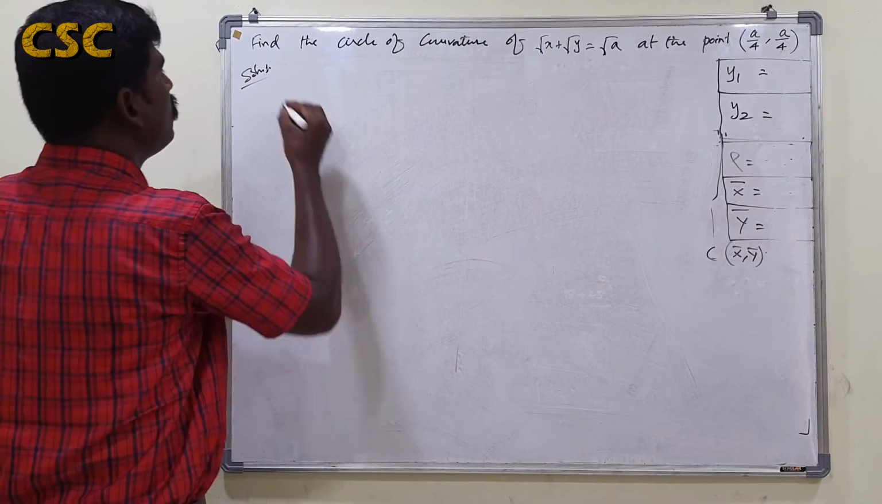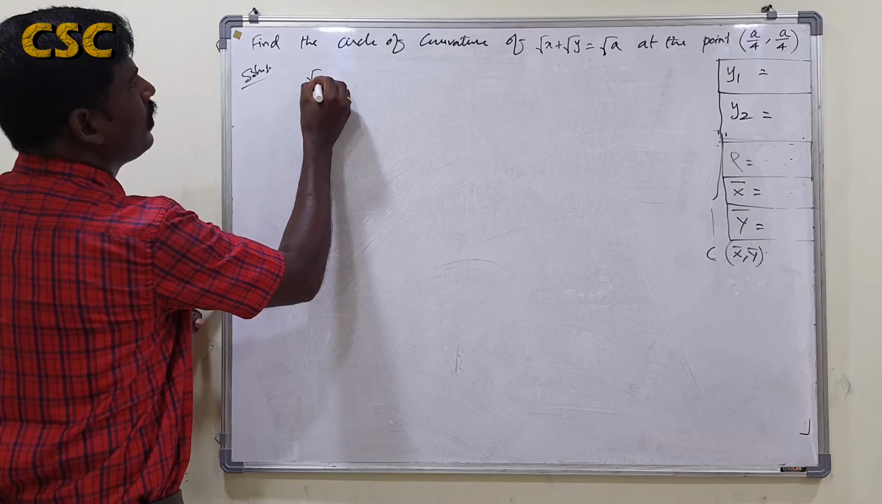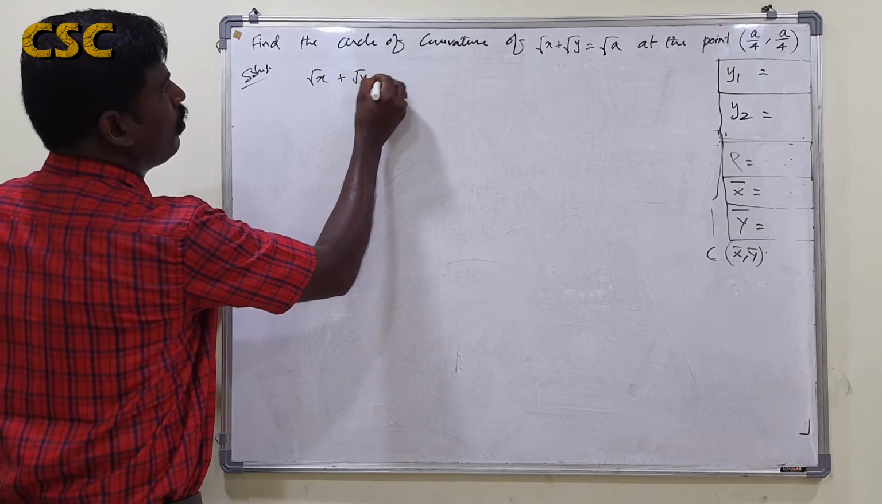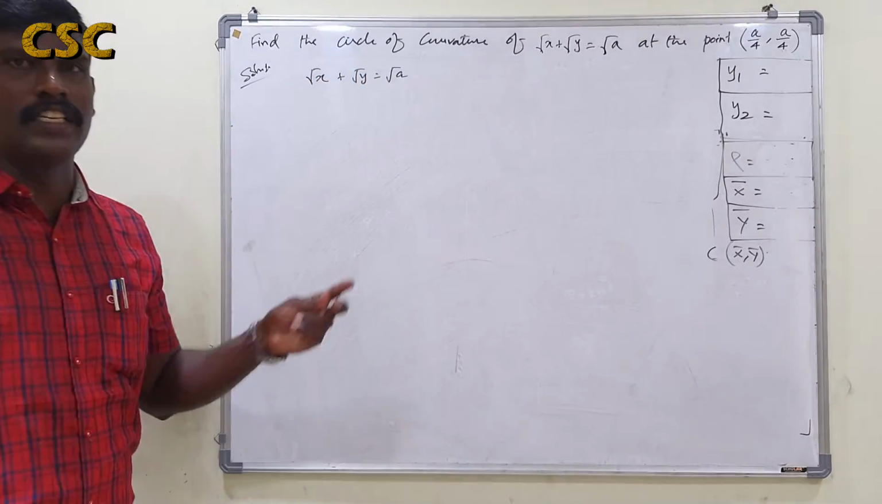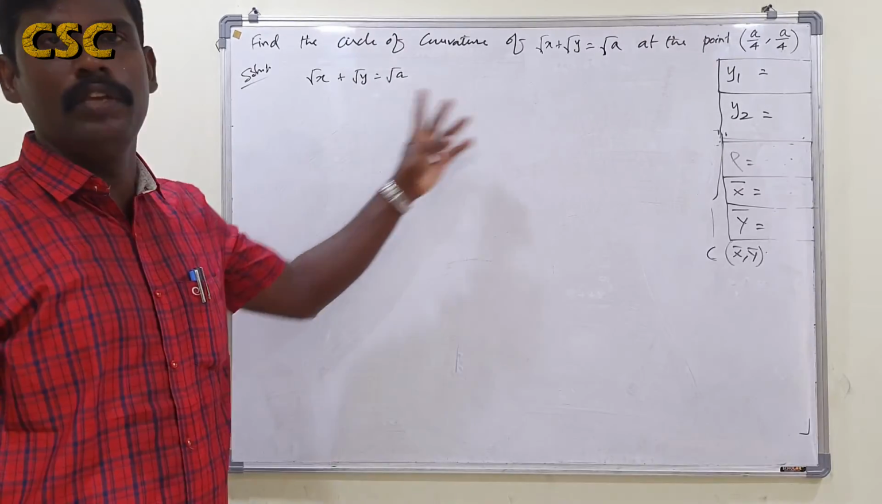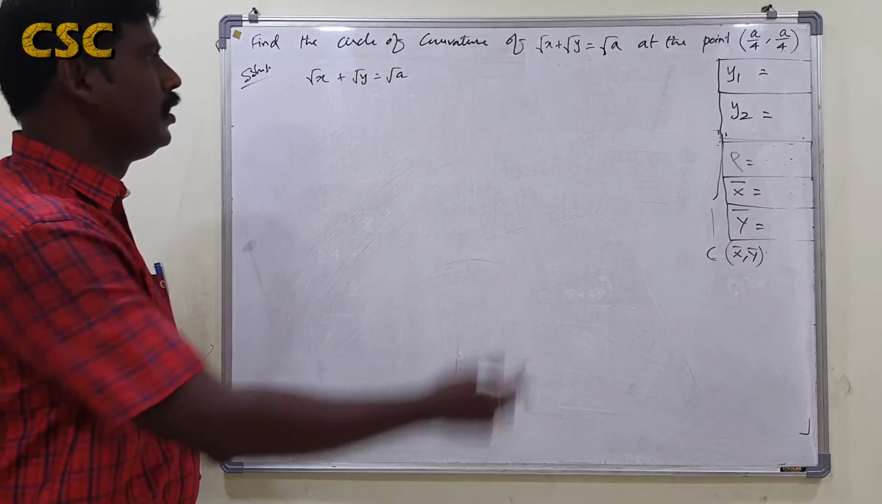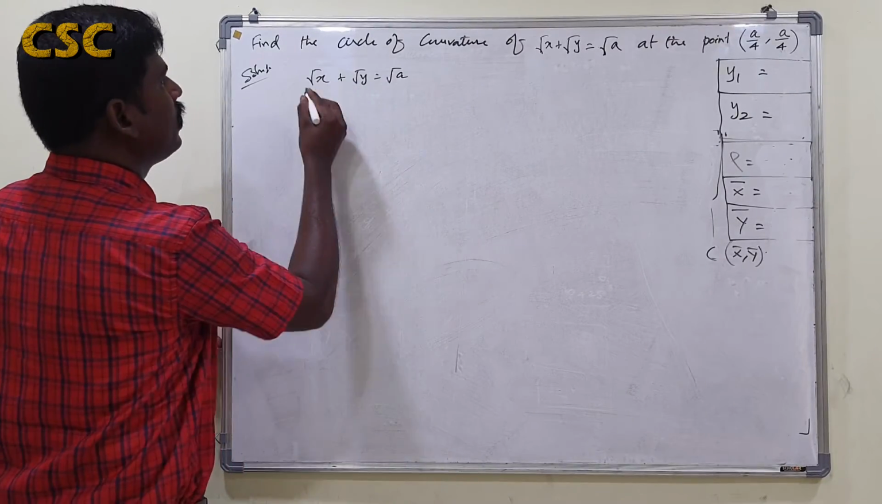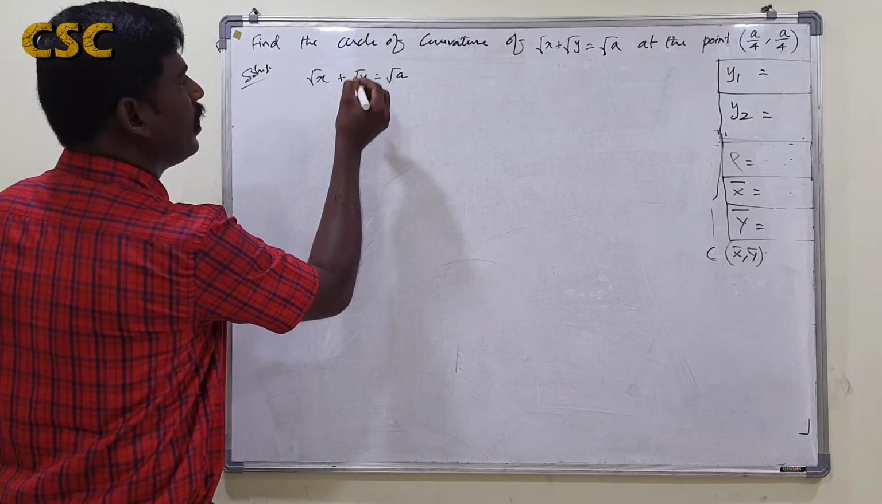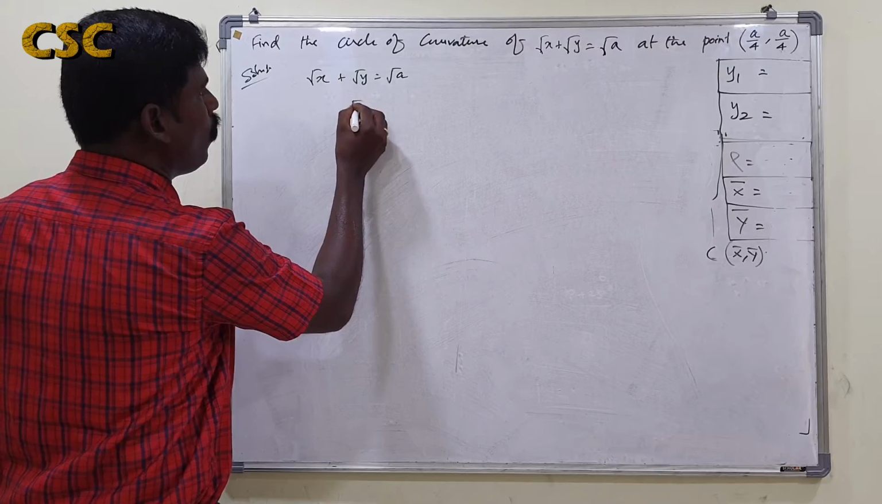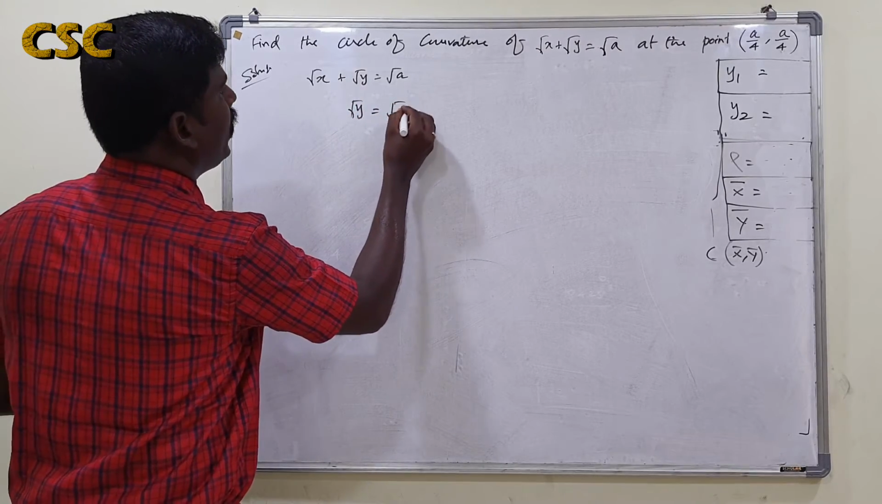Right? So solution. What is the given equation? Root x plus root y equal to root a. First of all, I make this equation into y equal to f of x form and then go for finding y1, y2 values and then proceed like that.